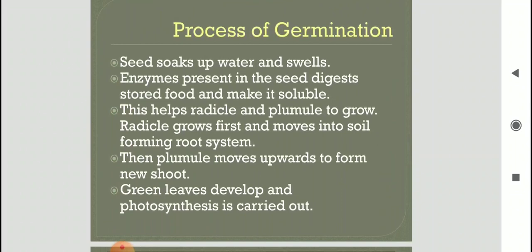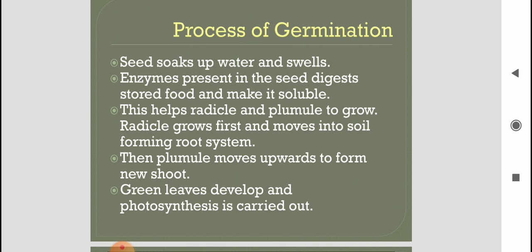The process of germination begins when the seed starts soaking up water and starts swelling. The enzymes that are present in the seed digest the stored food and make it soluble. Then the seed coat ruptures, it breaks. When the seed coat breaks, then the radicle and plumule inside the embryo start growing. But first the radicle will grow, it will move into the soil and form the root system. Once this is done, then the plumule moves upwards to form the shoot system.